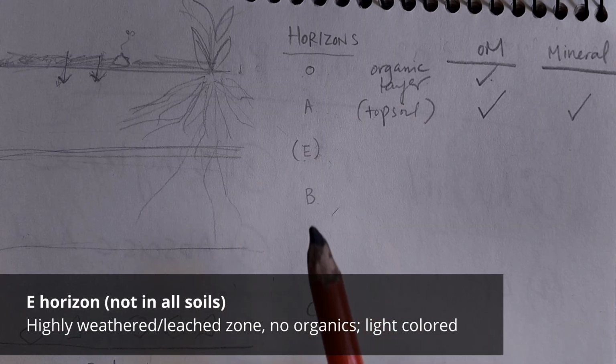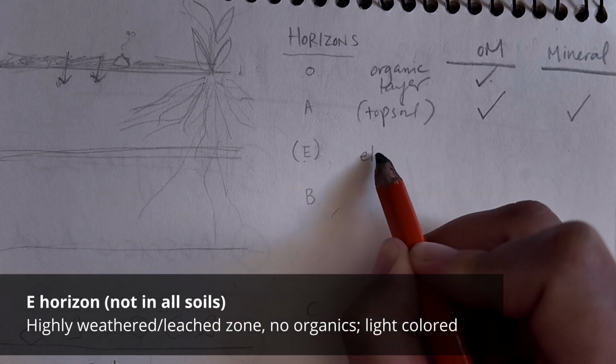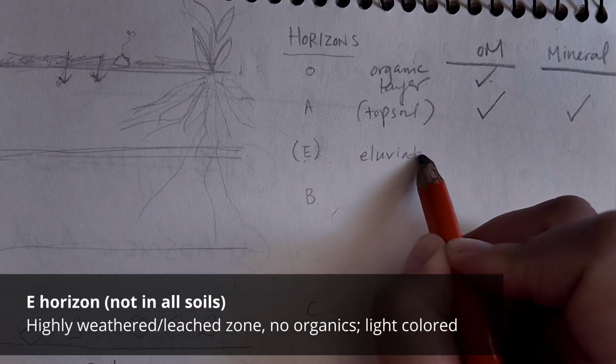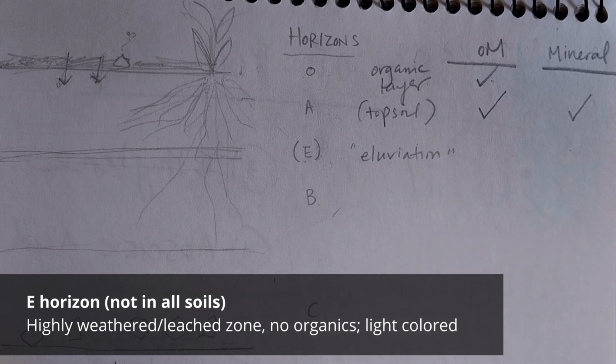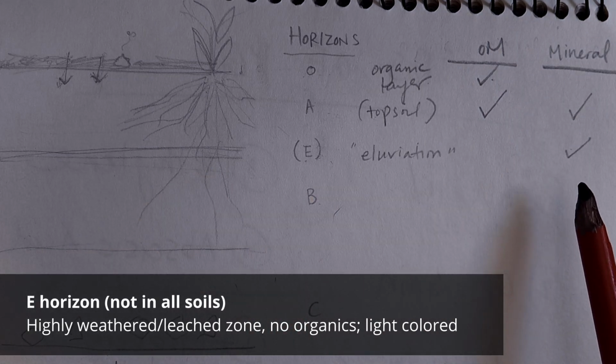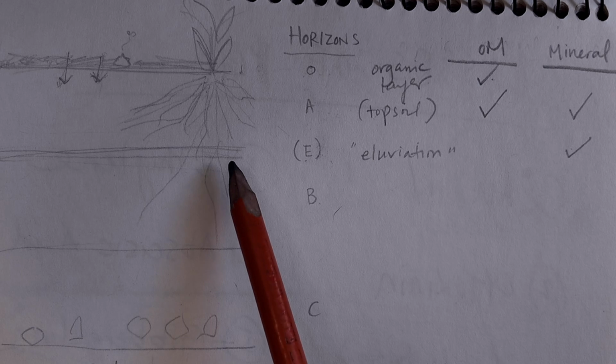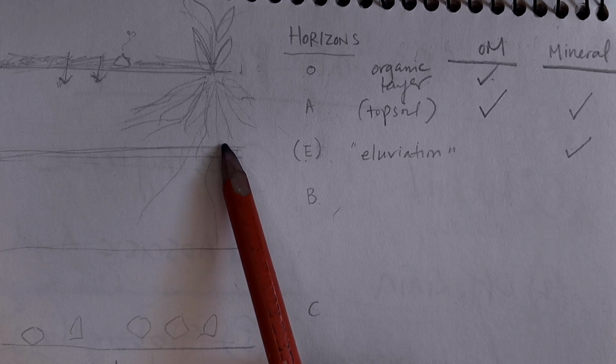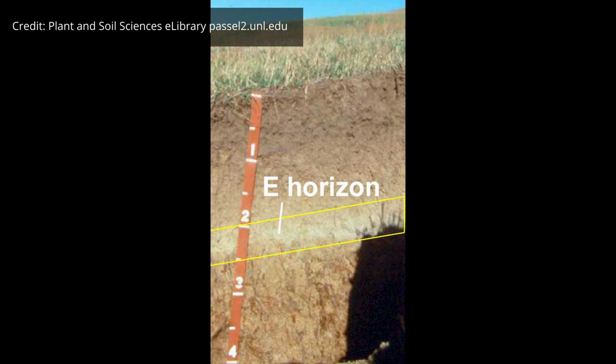It's not present in all soils. And the E stands for eluviation, which is a fancy way of saying leaching. This is a layer that does not have organic matter, and it's a zone of heavy leaching. It has a lot of its soluble materials pulled out and moved downwards, and it tends to be lighter in color.